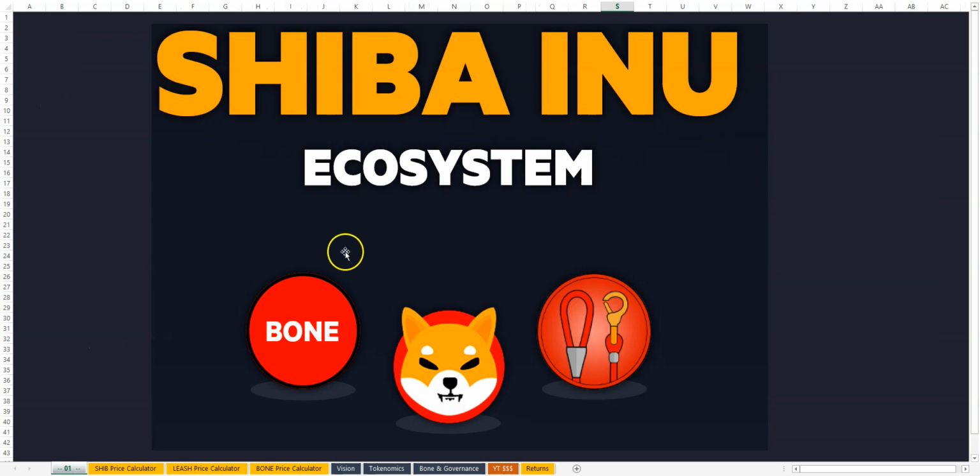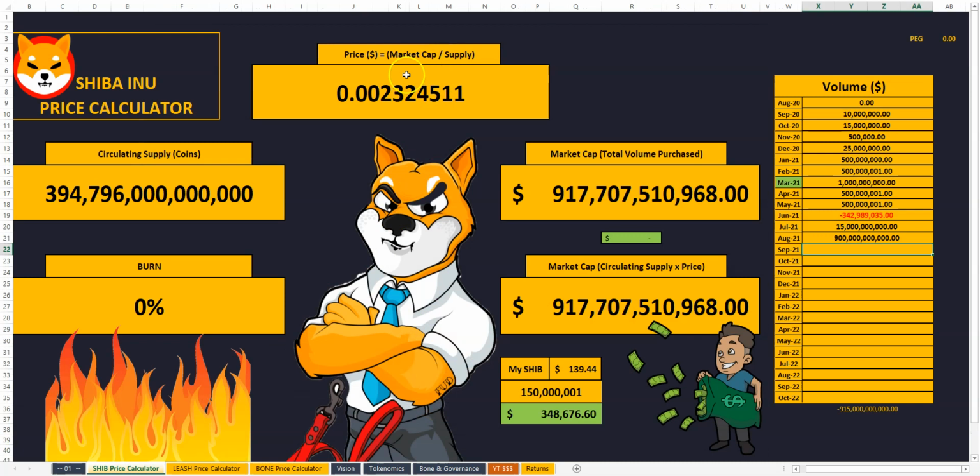of Shiba Inu, there are 3 tokens. We've got Bone, Shiba Inu, and Leash. Shiba Inu, this one is probably like the retail. This one is like the people's coin. It's got incredibly high circulating supply and really low price, and so it's really attractive to people who are new to crypto space and people who are really hopeful, such as you and myself. In fact, that's how I got into cryptocurrency.